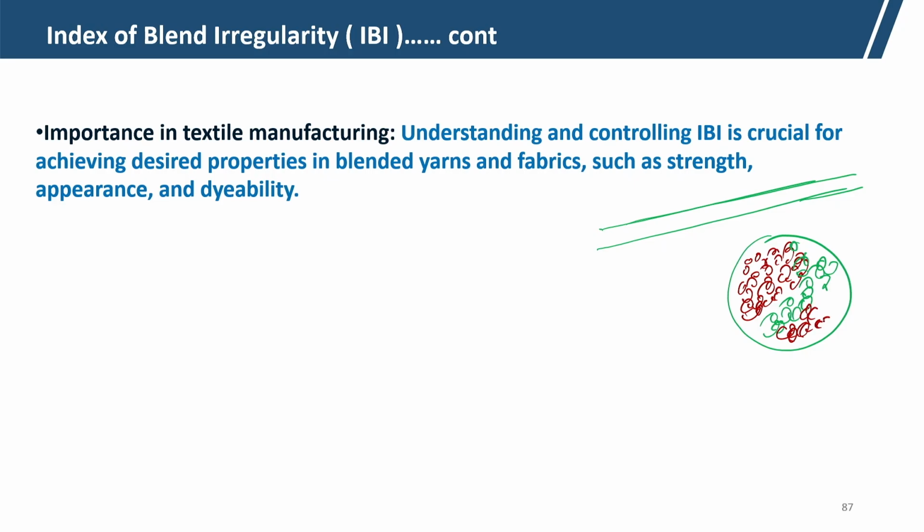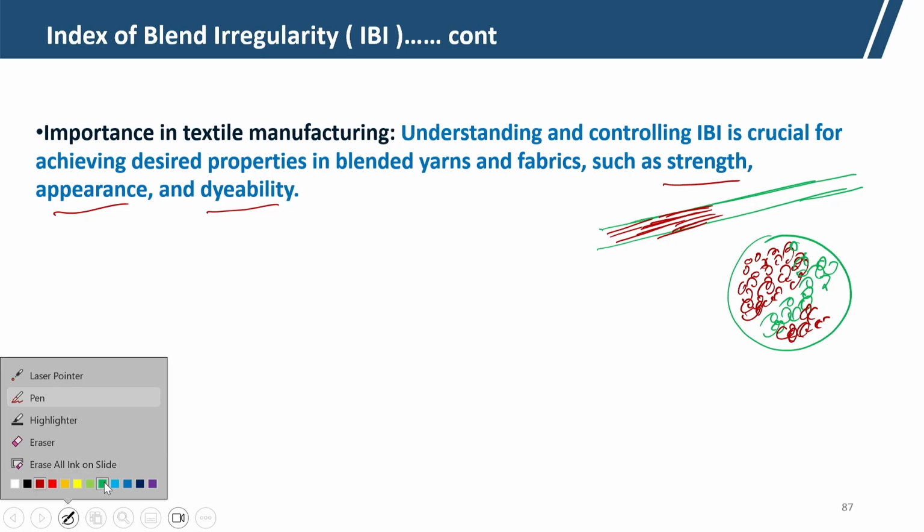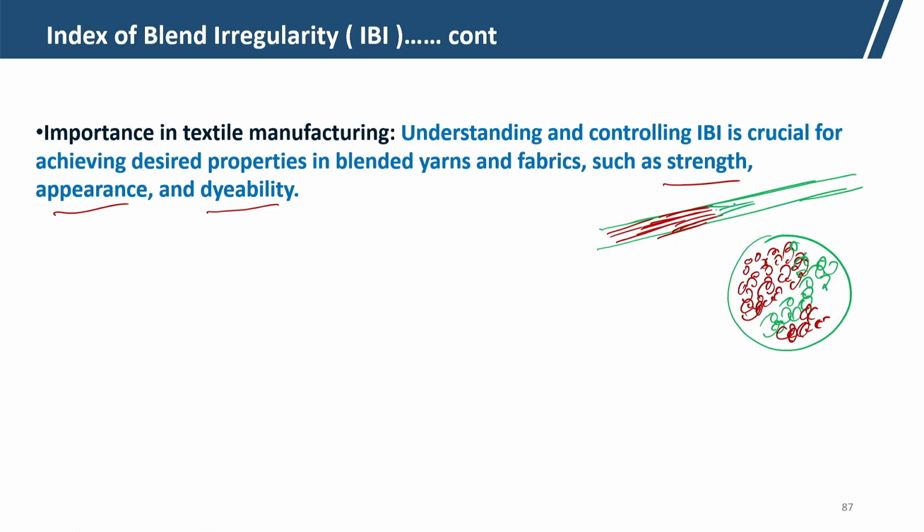In that case, if we dye, the dye uptake of polyester and cotton are different, so they will form uneven dyeing. So, dyeability will be a problem, appearance will be a problem, and also strength distribution will differ at different zones. Suppose here the polyester fibers are high, and in the next section, with cluster formation, the cotton is predominant. In that case the strength will be affected.